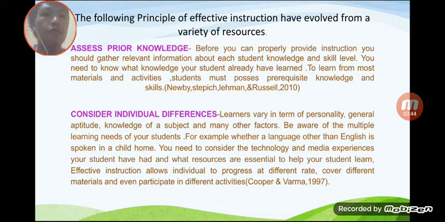The following principles of effective instruction have evolved from a variety of resources. The first is assess prior knowledge. Before you can properly provide instruction, you should gather relevant information about each student's knowledge and skill level. You need to know what knowledge your students have already learned. To learn from most materials and activities, students must possess prerequisite knowledge and skills.